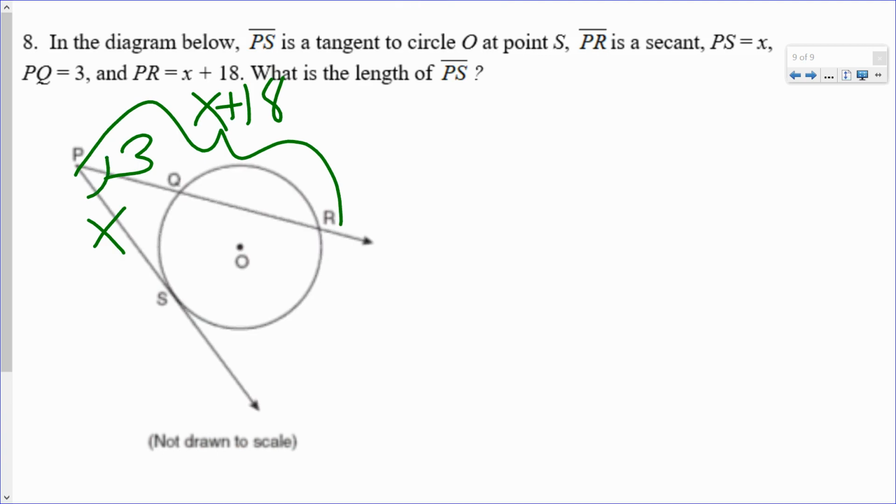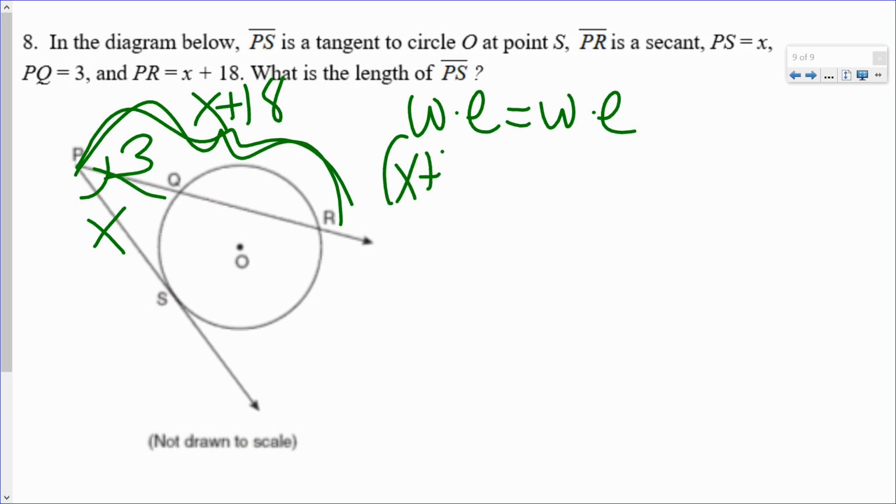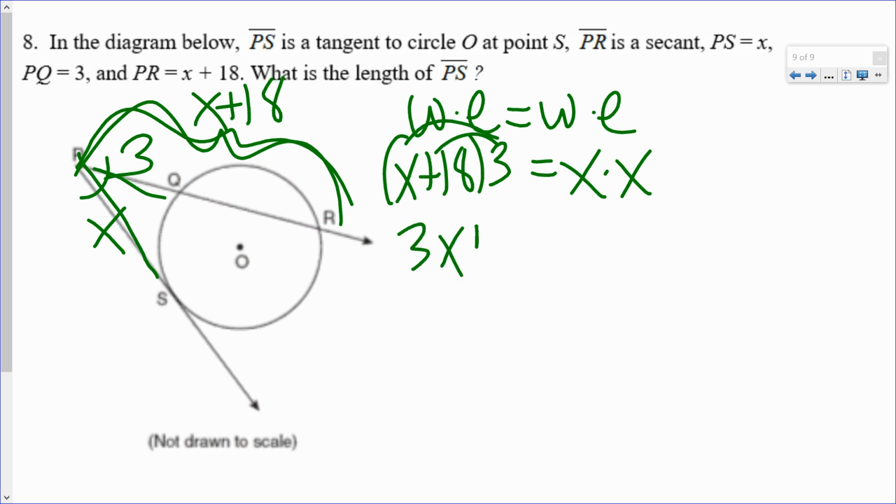I see an exterior angle. These are segments, so I know I'm doing whole times exterior. Let's start with the secant. The whole secant is x plus 18. The exterior is 3. And then for the other one, the whole and the exterior are both x. I distribute. I get 3x plus 54 equals x squared. Now the question is, how do I solve this equation?